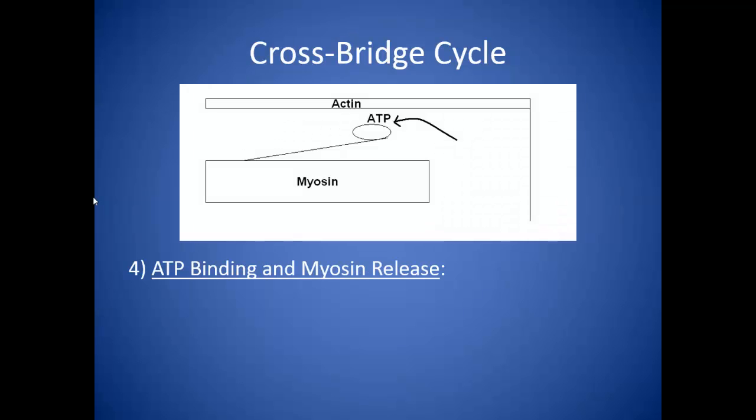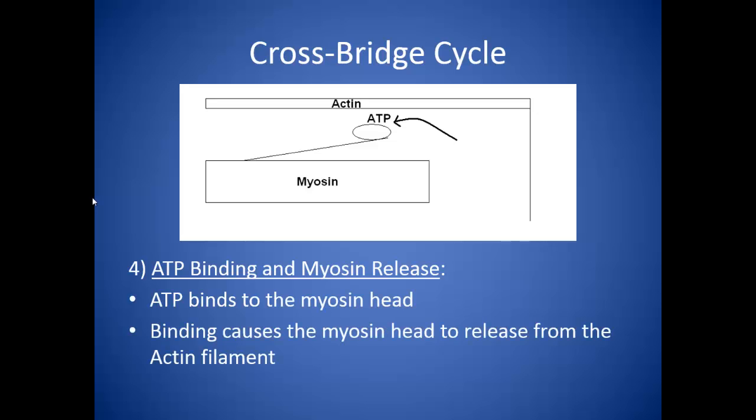In this case, ATP, with all three phosphates still bonded, binds to that myosin head, and it's that binding that actually causes the myosin to release from the actin. The myosin is still in the unenergized position because the ATP has not been broken down yet, but the ATP binding causes the myosin head to release from the actin.